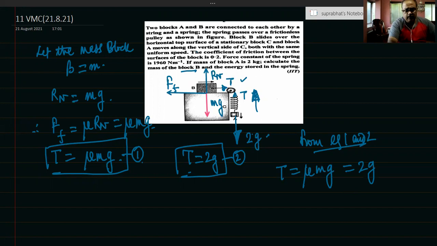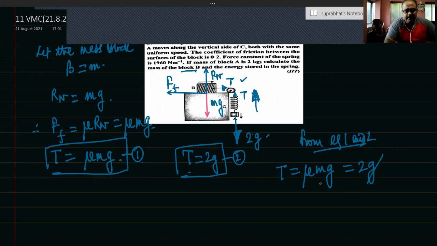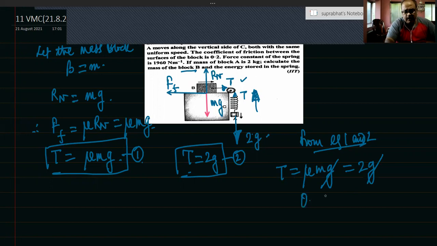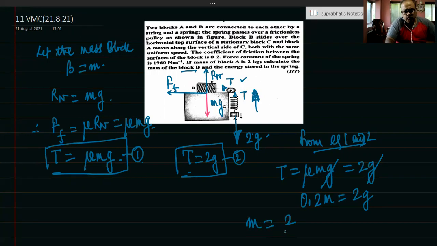So from here I get g, and g gets cancelled. And what is the coefficient of friction they have given? Coefficient of friction they have given as 0.2. So I'll write 0.2 into m, and that is equal to 2. So children, m equals 2 by 0.2, that is equal to 10 kg.